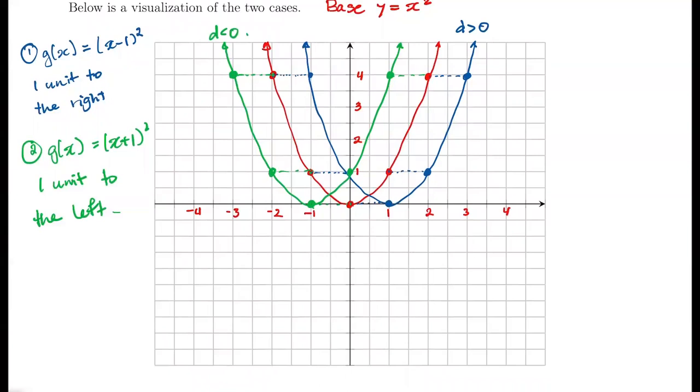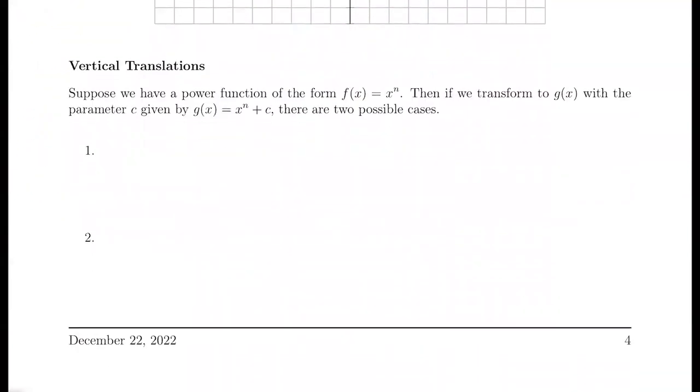Now for the last parameter, we're going to have a look at the vertical translations. Same as with the horizontal translations, we only have 2 possible cases. For the first case, let's see what happens when c is greater than 0. That means we're going to have a plus sign here, so we're going to be going upwards. Every y value that we have for f of x, if we add c to it, it's just going to go up. Every point of f of x is just going to go up by 1.